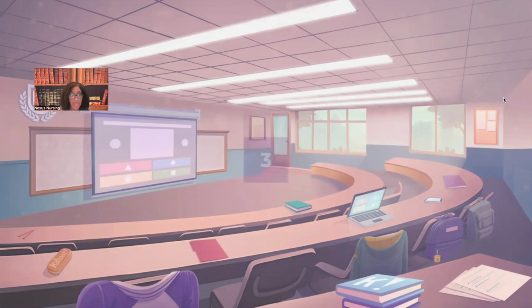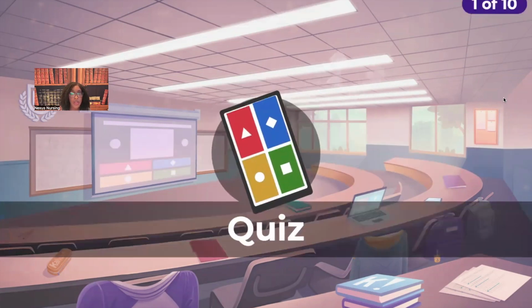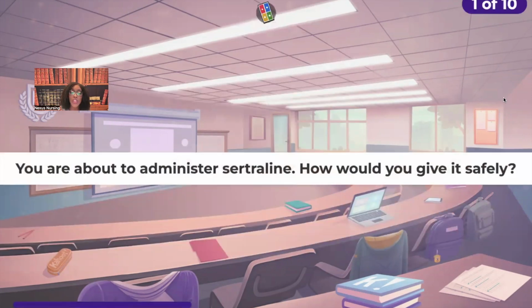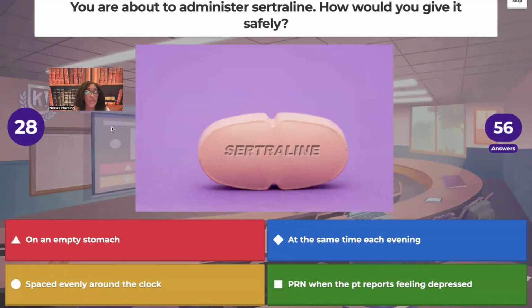Pharmacology for mental health. First question. You're about to administer sertraline. How would you give it safely? Would you give it on an empty stomach? Would you give it at the same time each evening? Would you give it spaced evenly around the clock? Or would you give it PRN when the patient reports feeling depressed? How should this medication be administered safely?